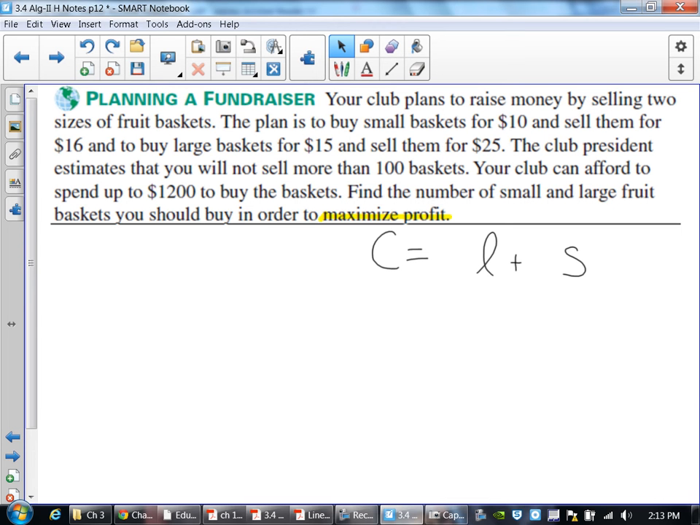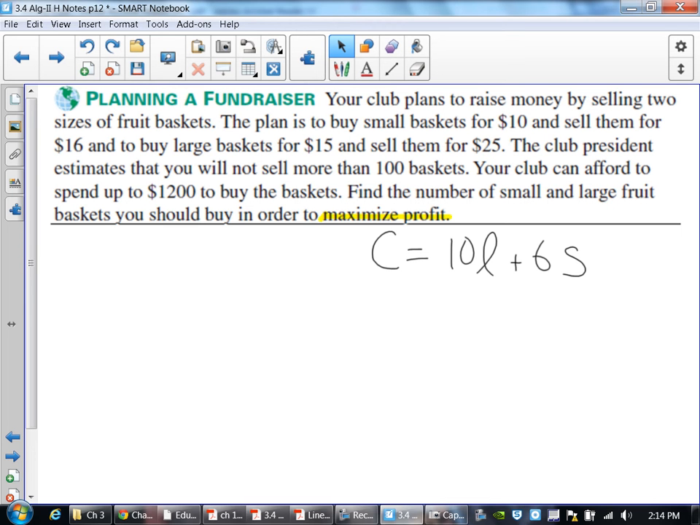How much profit do I make on every large basket? $25. Oh, wait. I'm looking at the large one. I know, because I put them in alphabetical order here. I'm buying them for 15, selling them for 25, so I make 10 bucks profit. On the other one, I'm buying them for 10 and selling them for 16. How much am I making? 6. Okay. So for every large basket I sell, I make 10 bucks. For every small basket I sell, I make 6. So if I sell one of each, I make 16. Yay! All right, so you get the idea here.